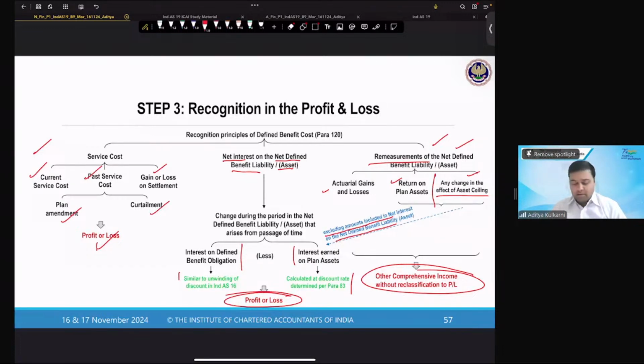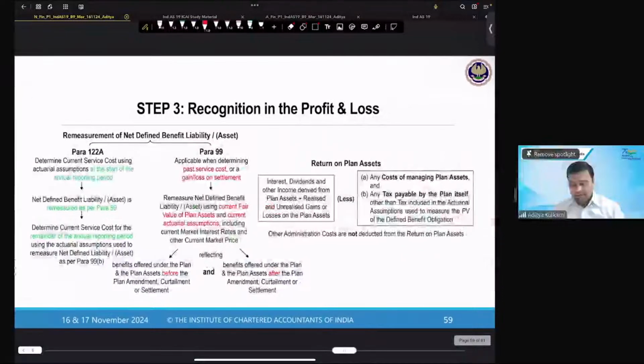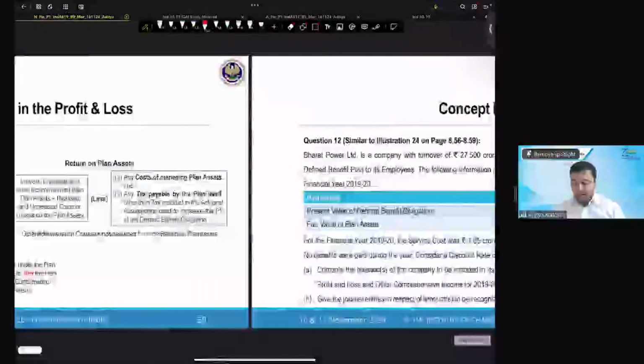Yes, sir. Service cost, net interest, remeasurements. Net interest on the defined benefit liability or asset: typically, we take the opening balance of defined benefit liability into the discount rate. On remeasurement, so these are the methods of calculating. Honestly, if you read this now, you will not understand. We'll do the questions, you will understand, and then you can go through this. Remeasurement also, we will see the questions, and then you will understand it better.